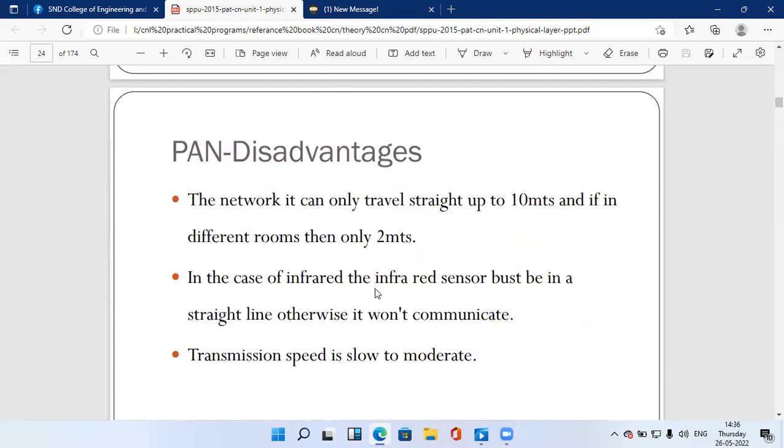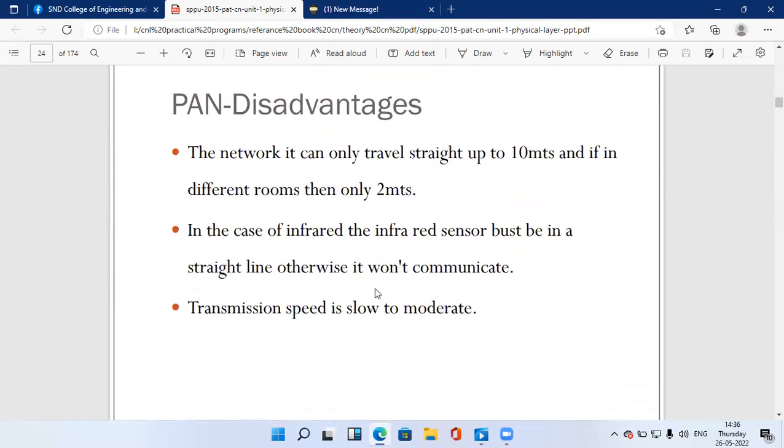After that, the disadvantages of the network. The first disadvantage is that the network can only travel straight up to 10 meters. If you observe mobile phones, the mobile phone Bluetooth range is near about 20 meters. There is a 20 meter limit, so outside of the 20 meters, your two mobile phones cannot communicate.